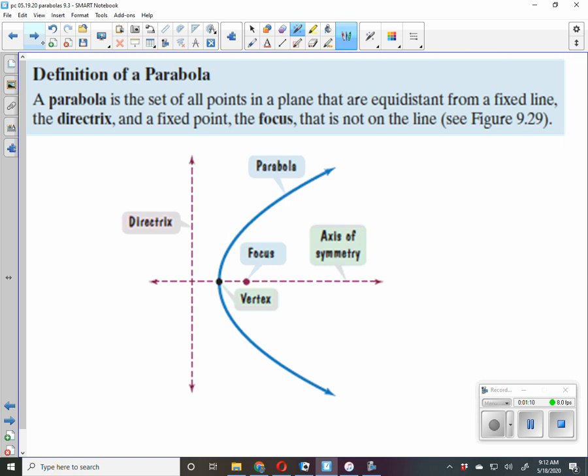The other thing is that we're going to introduce not only the vertex, but something called the focus point and the directrix. The interesting thing about those two is that any point on this parabola is going to be equidistant from the focus to that point, perpendicular to the directrix. Those lines there are going to be equal.